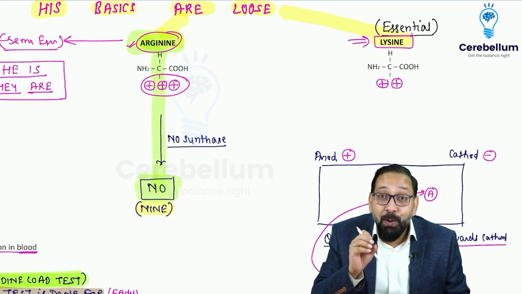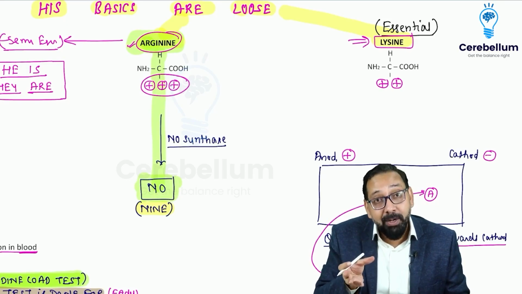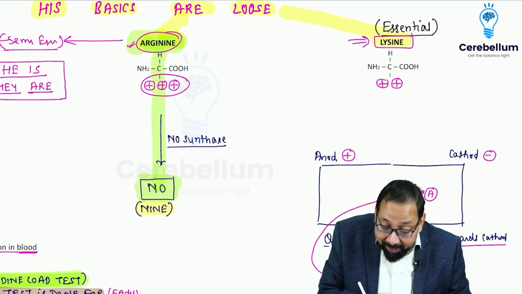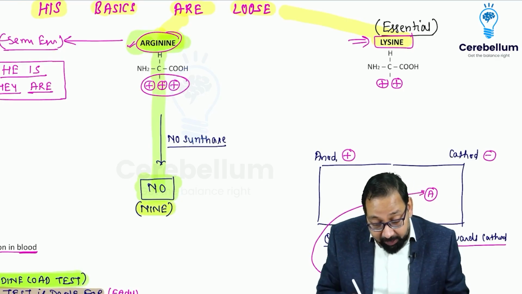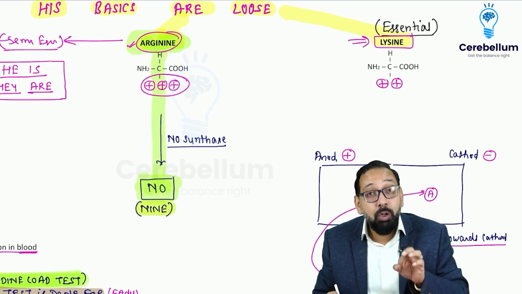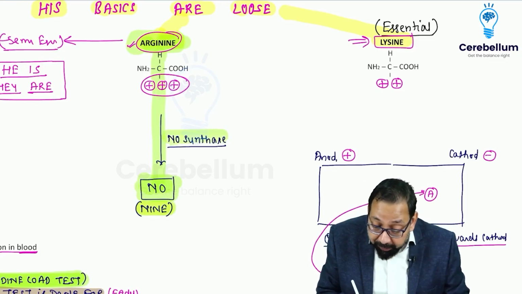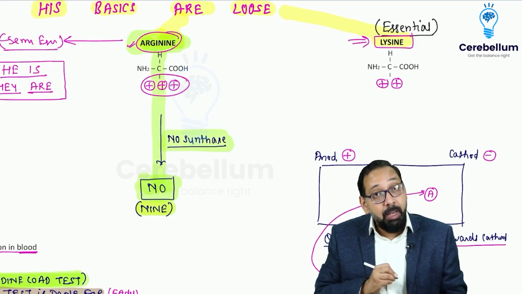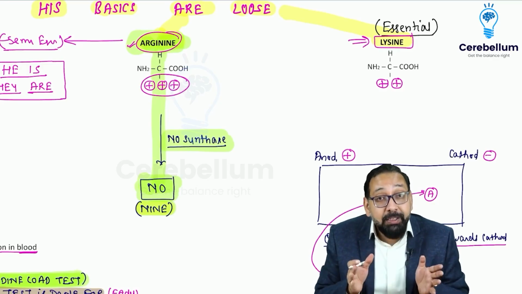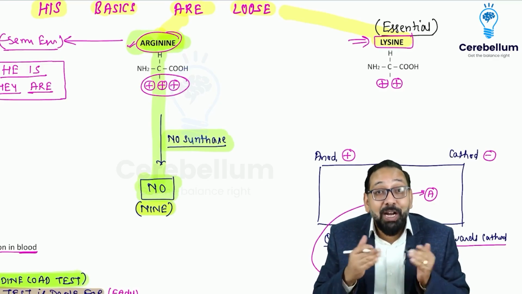Nitric oxide does vasodilation. How will you remember that? Arginine: N-I-N-E, "nine". In Hindi, 9 is called "no". And the name of the enzyme is NO synthase, and this causes vasodilation and is responsible for erection.